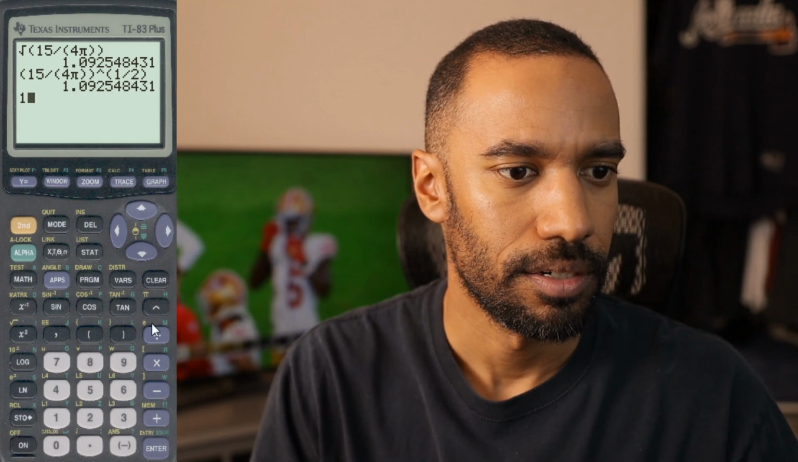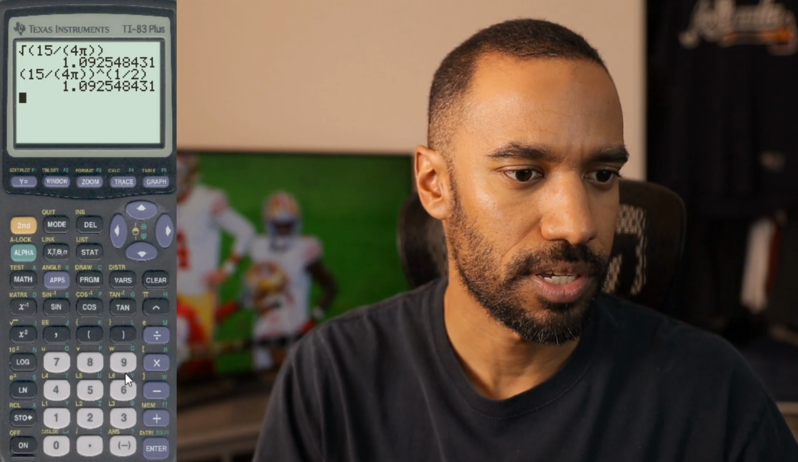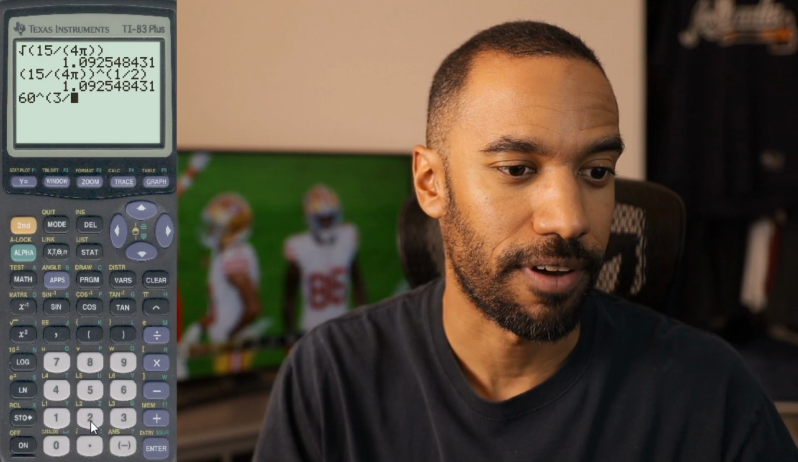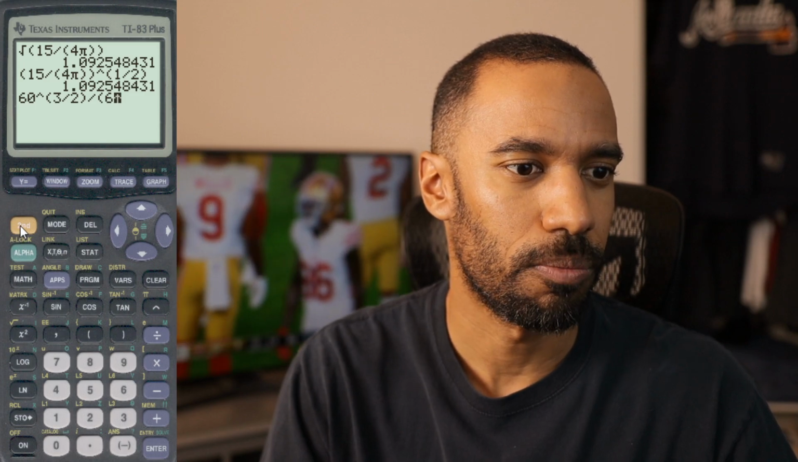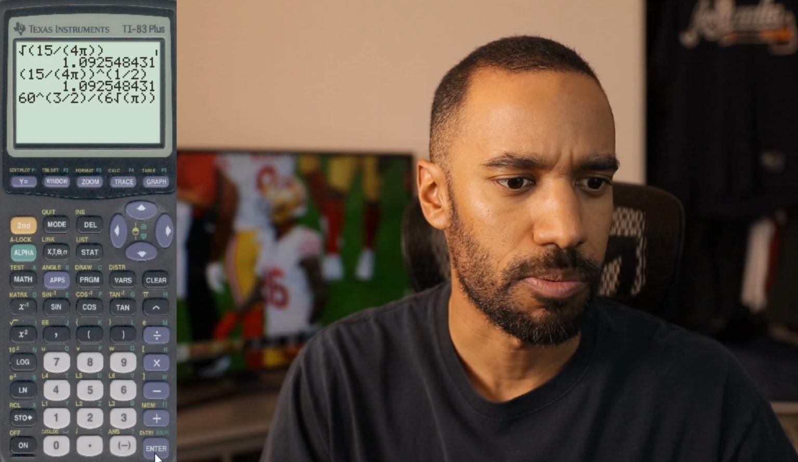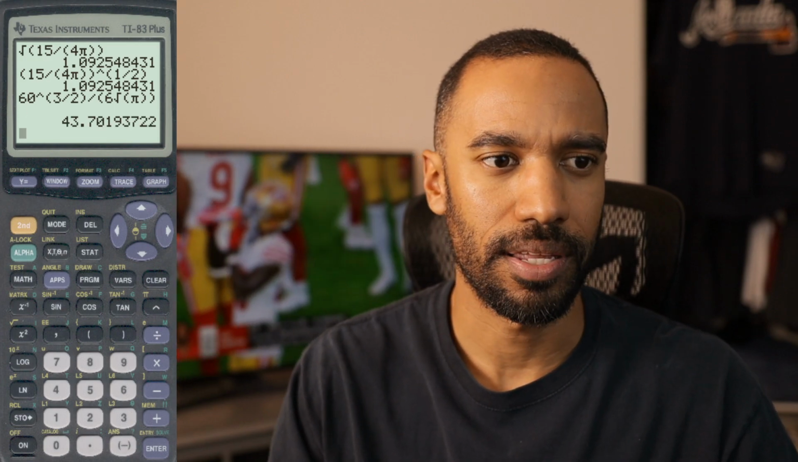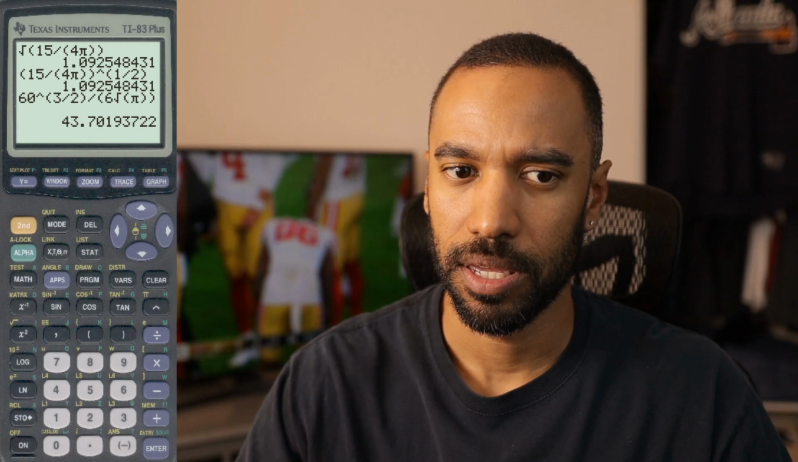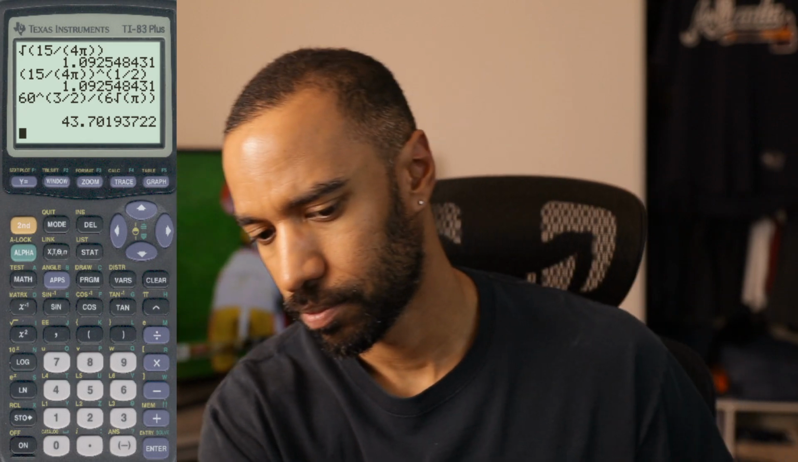Let's write the 60 up there. 60 to the 3/2 power, or 1.5. There are a lot of ways you can type this portion in the calculator. Over 6 root pi. And have that in parentheses as well, because it needs to be in the denominator. So 43.7. What do they want? Nearest cubic meter. So around 44 cubic meters.